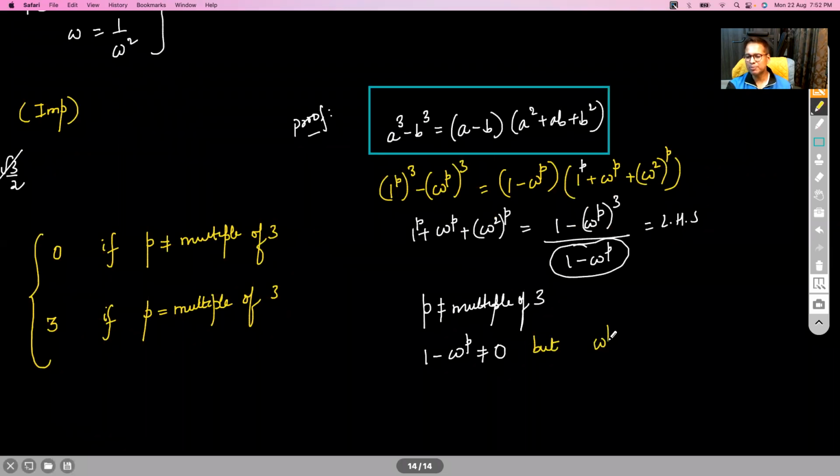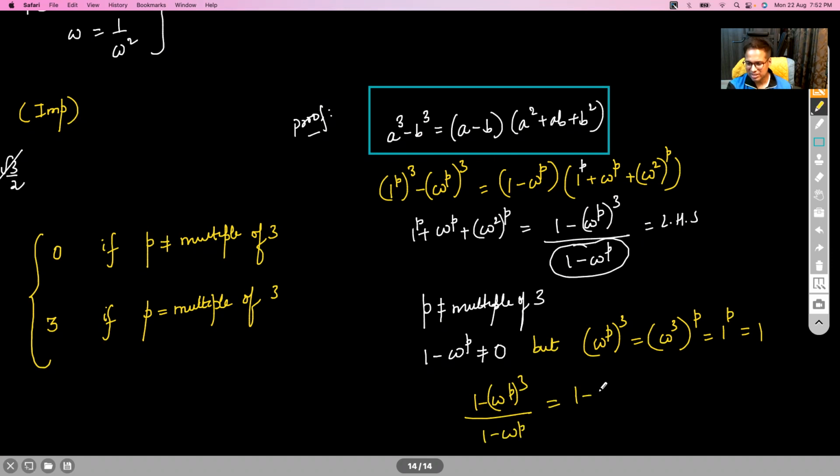But what will happen to the numerator? If you see, omega to the power p whole cube is as good as saying omega cube to the power p, which is actually 1 to the power p, which is 1. So this numerator will actually become 1 minus 1, and the denominator will be a non-zero quantity. Sorry for writing 0 there. So overall your answer is 0 by non-zero, which will actually give you a 0. That's this expression 0 that I have written. Correct? Any question with respect to proving the first part?